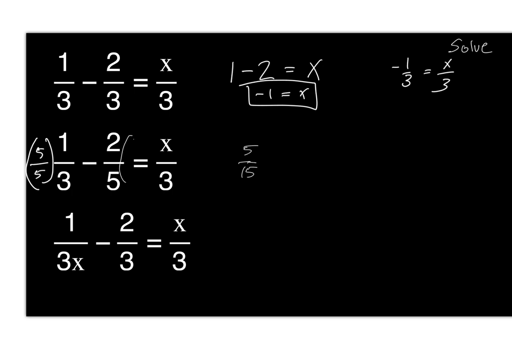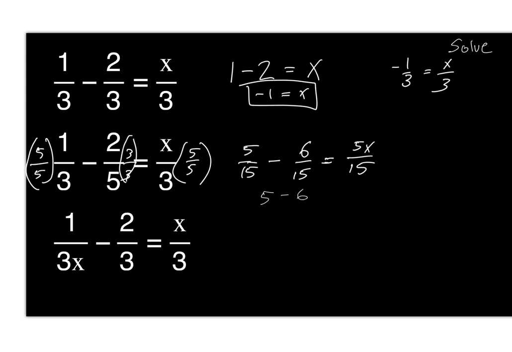I multiply this second fraction by 3 over 3, multiplying it by 1 doesn't change it, minus 6 over 15 equals, and this third fraction I multiply by 5 over 5, so that will be 5x over 15. All the denominators are the same, which means if those are going to be equal, my numerators have to be the same in order to be equal.